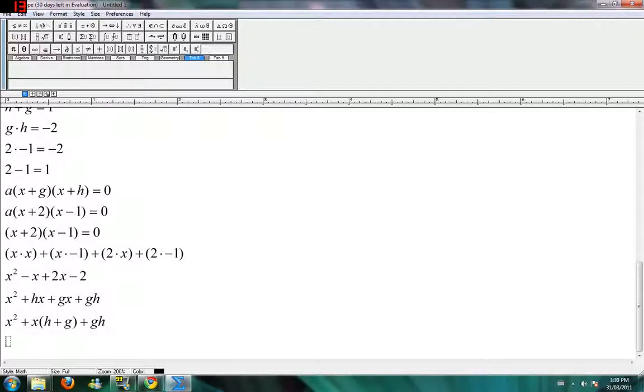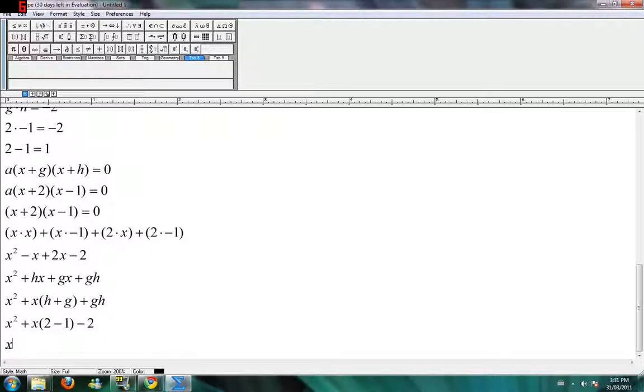And so we do that over here. We see that x is multiplying negative 1 and 2, so we say x squared plus x times 2 minus 1 minus 2. And this is our g, and this is our h, and when you add them together, you get our b. So that's how you check your answer.